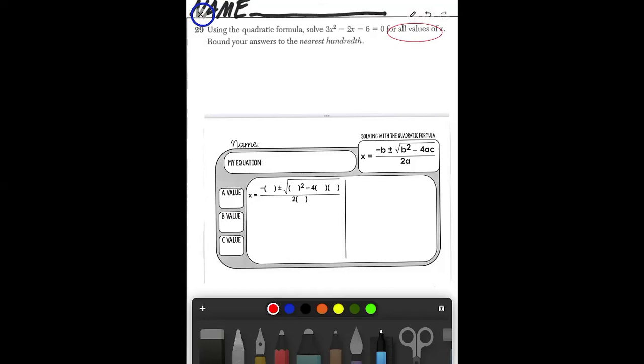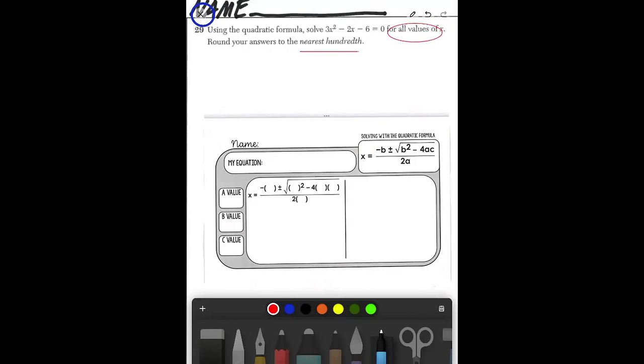The other thing we have to do is round our answers to the nearest hundredth. What that's telling you is that our answers are going to have decimals in them. Those are 2 things you should be anticipating just from reading this question: decimals, and at least 1 solution, probably 2.